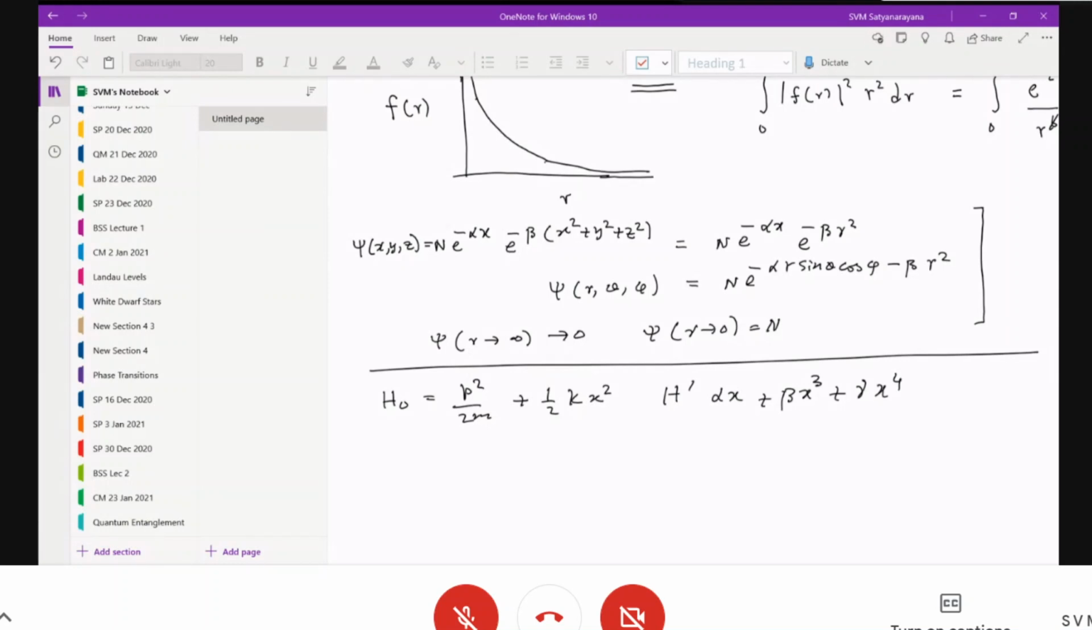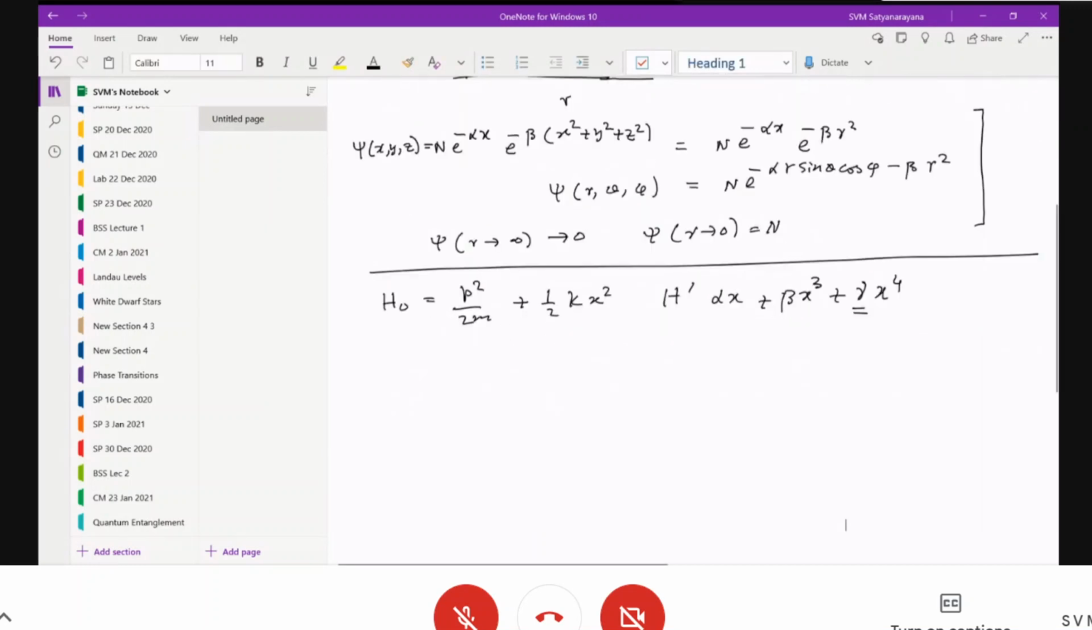It depends only on gamma. Sir, can you explain why? That is because, if you can remember the operator method that you have used, you remember this X operator is proportional to A plus A dagger.